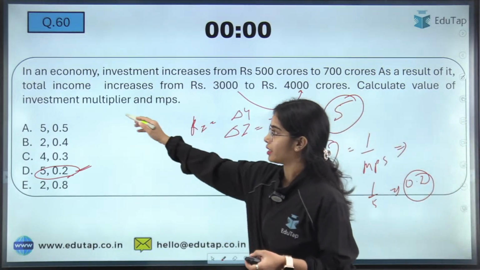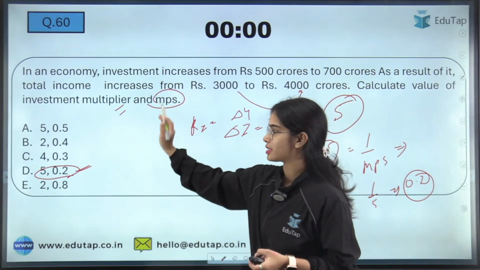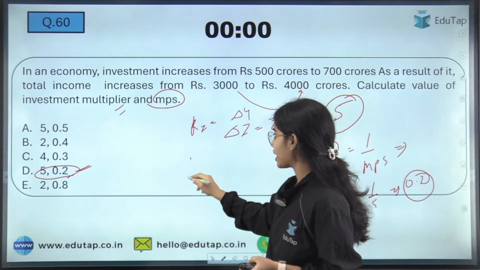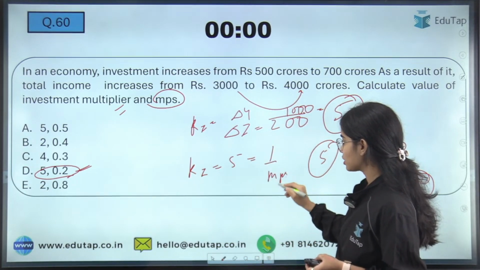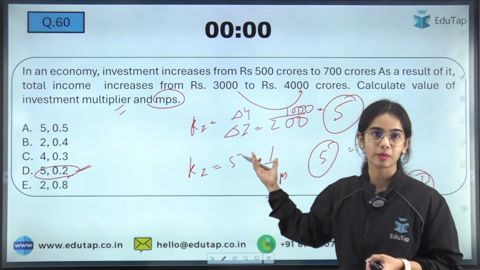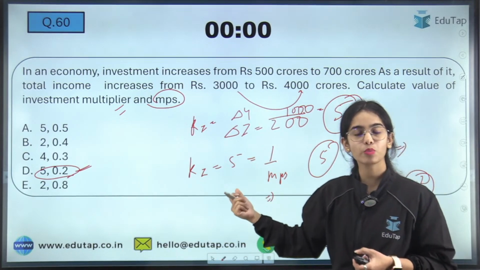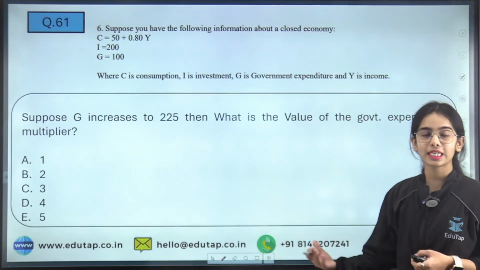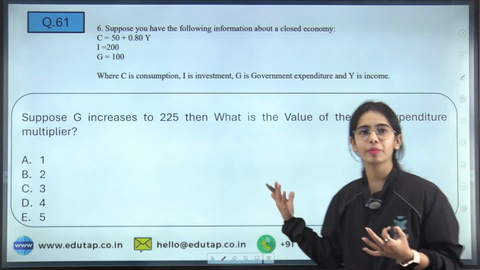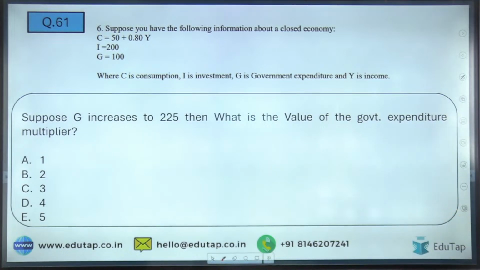5 is the multiplier and the MPS is 0.2, because if the investment multiplier is 5, then it is 1 upon MPS. So you just have to calculate 1 upon 5, so that will be 0.2, okay? Yes, D is the answer here. Now coming to the next question, try to answer this question. You just have to calculate the government expenditure multiplier. I hope you are able to answer this question.